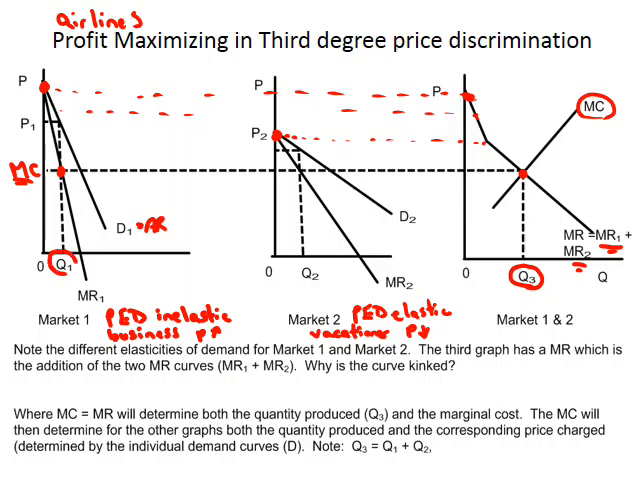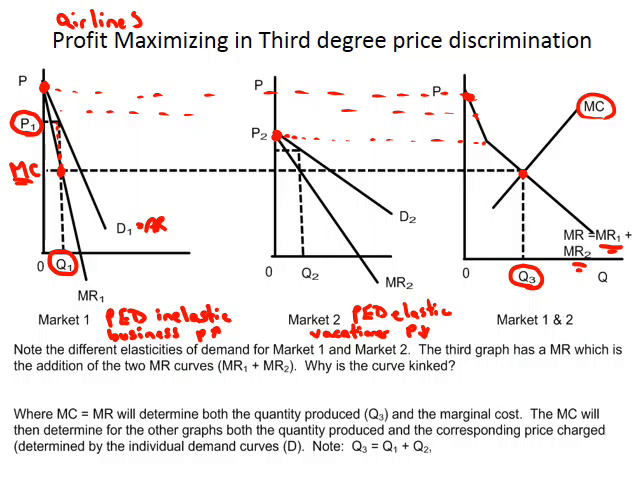There's our quantity of how many business seats we're going to offer. We're going to bring it up to the demand curve, or the average revenue curve, to determine the price. So we've now managed to figure out what our market 1 should look like in terms of quantity and price.